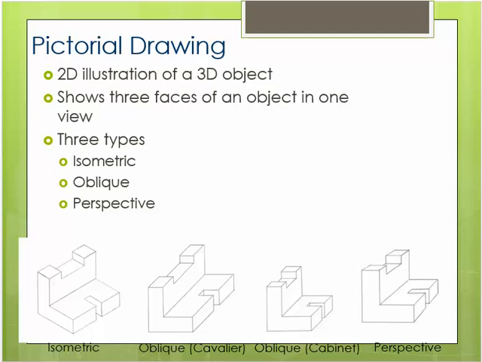There's three types of three-dimensional, 3D drawings you can make. An isometric, which would be the most common one, right down here. All right, this is an isometric.